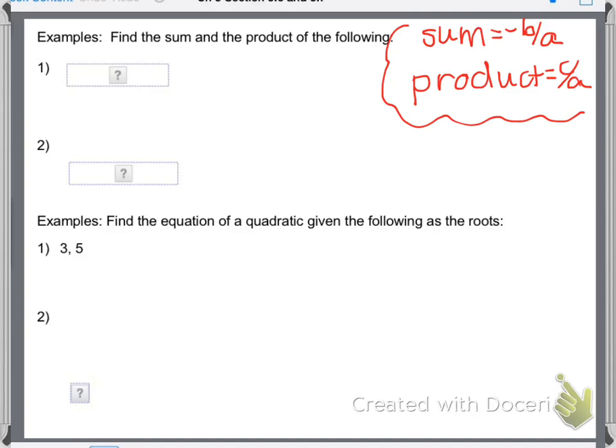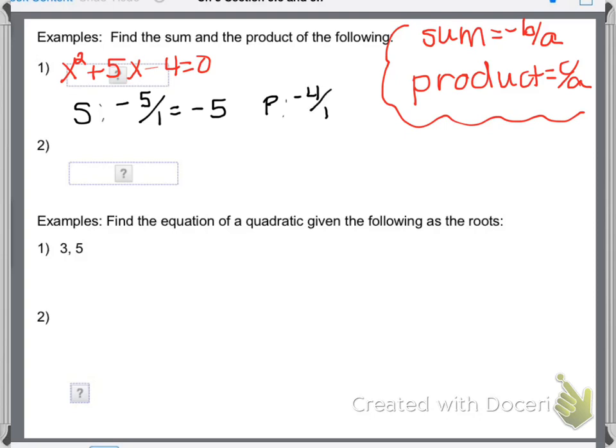Okay, so the first example you have is x squared plus 5x minus 4 equals 0. So find the sum and the product. Like we said, the sum is opposite of b over a. So the opposite of b is negative 5, a is 1, so the sum is negative 5. Product. Product is c over a. c is negative 4, a is 1, so the product is negative 4. Try the second one.